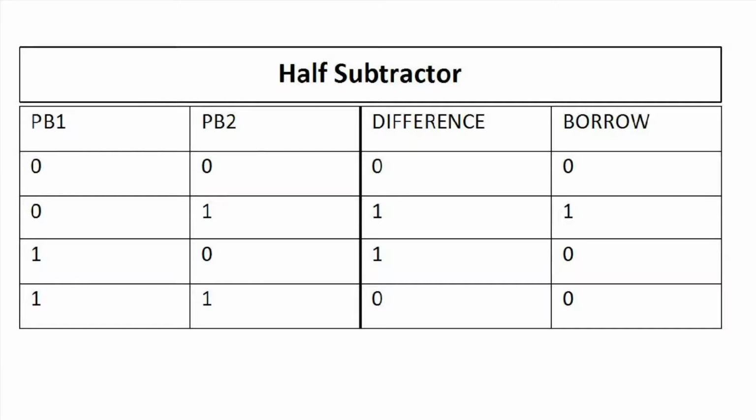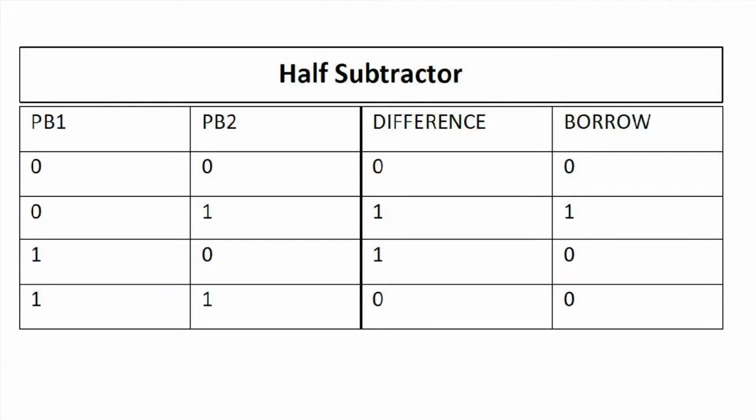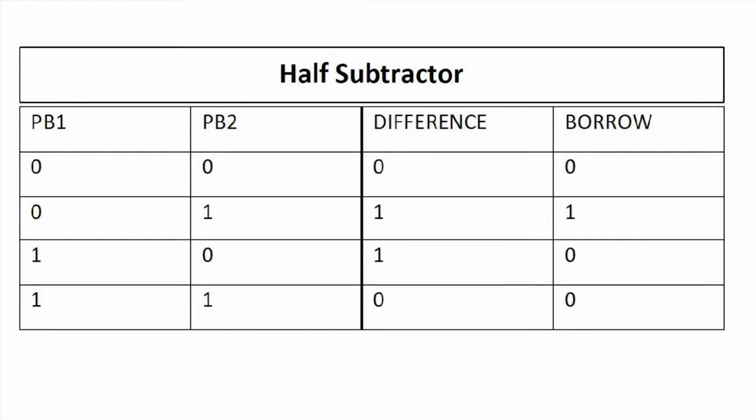The reason for that is when we subtract 1 from 0, we get -1, but -1 is not a binary number, so we have to borrow one output. So the result is 1 for the difference light and 1 for the borrow light.